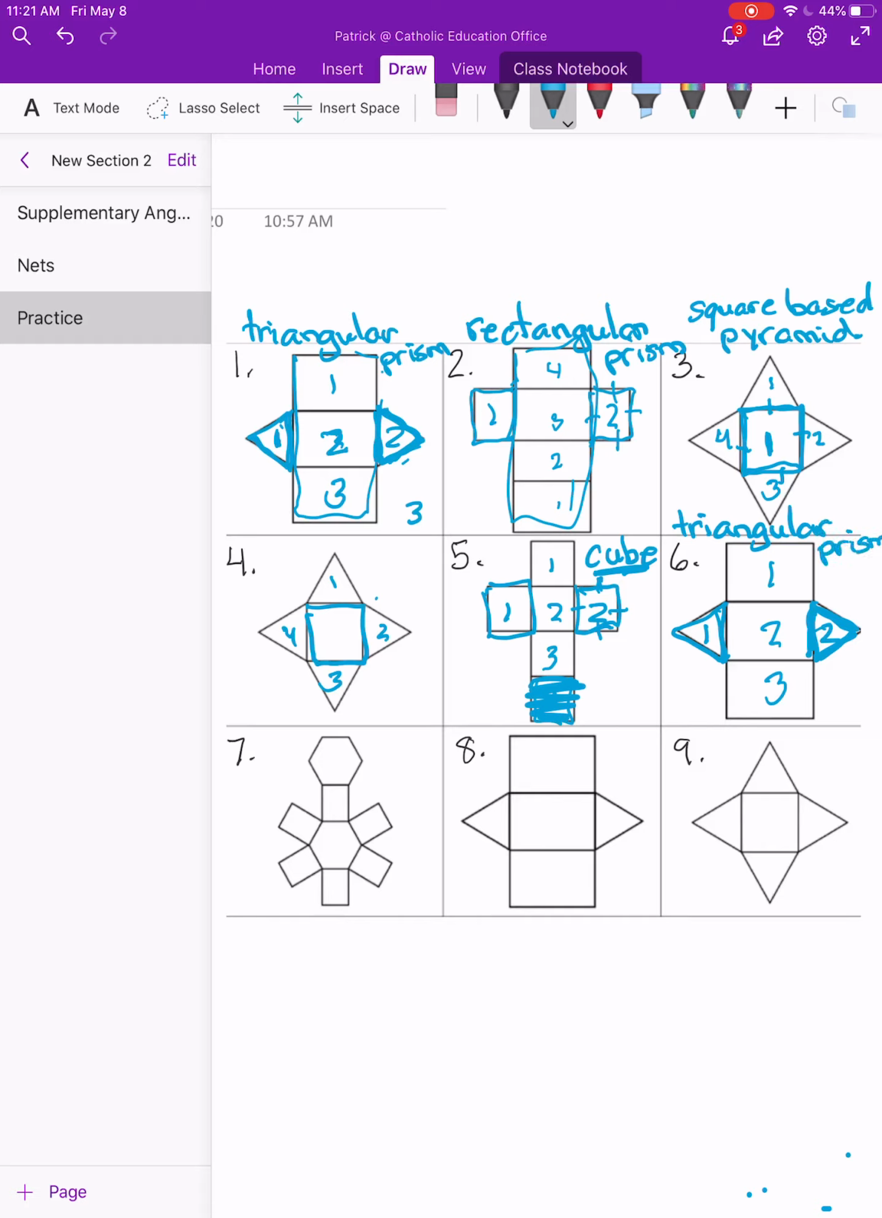Okay, let's look at the next one, number 7. Pause the video, draw number 7 out. It's pretty tricky to draw this. Do the best you can, label what you think it is, and come back and see.